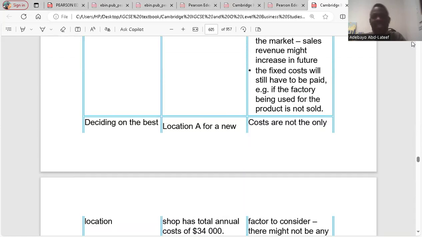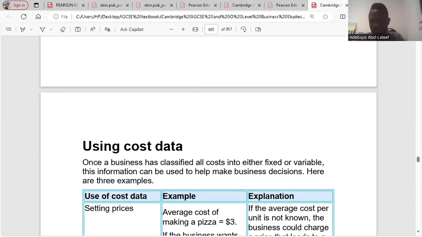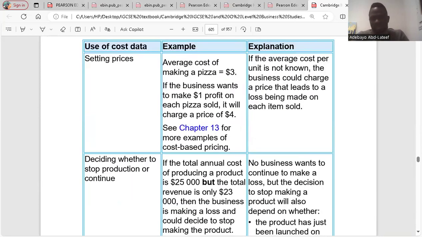Using cost data. Let me talk about using cost data. Why is it important? Setting price: you use your cost because you are able to put your cost together, and you're able to use it to set the price. Setting the price means, what price are we going to be able to charge? Are we thinking about making profit or just to break even? The cost of your production will decide the price you have to set on that product. They said if the business wants to make a profit of 1, it will charge a price of 4. So basically you use cost to decide the price you are going to set for your products.